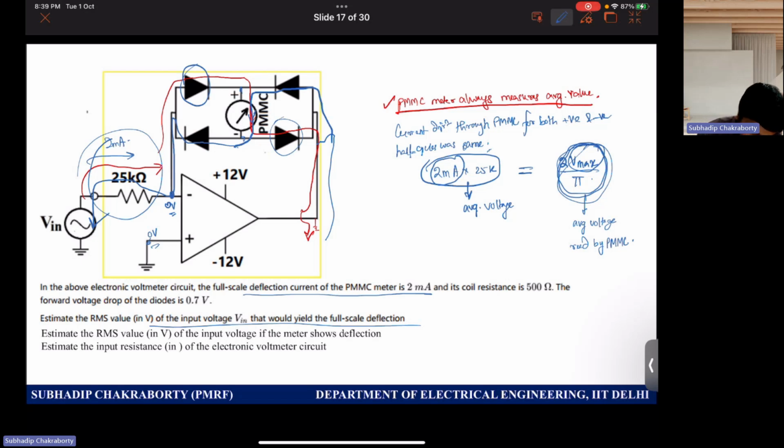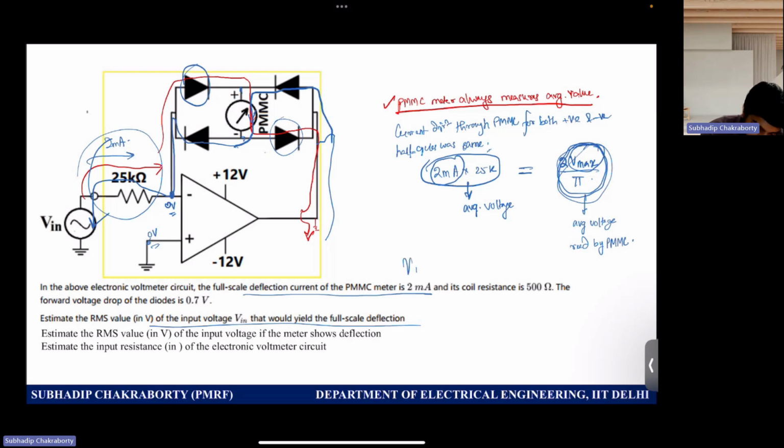I need VRMS, which is nothing but Vmax by root 2, and from here Vmax can be written as 2 milli times 25 kilo times pi by 2 divided by root 2. So this is VRMS, which is nothing but 55.53.